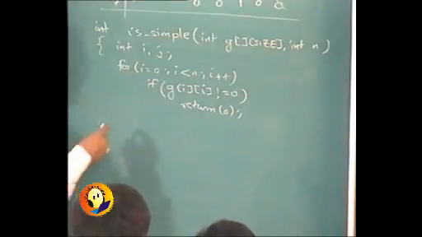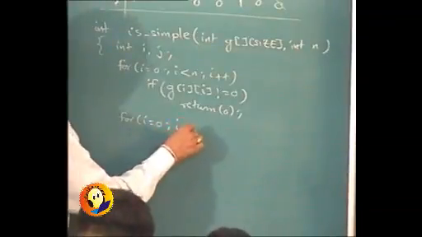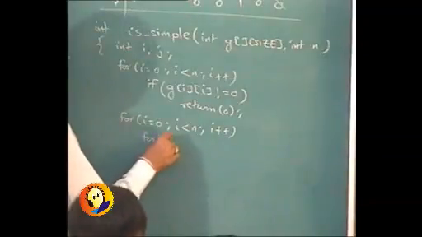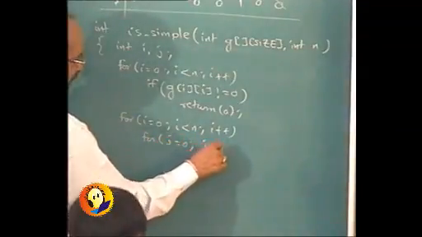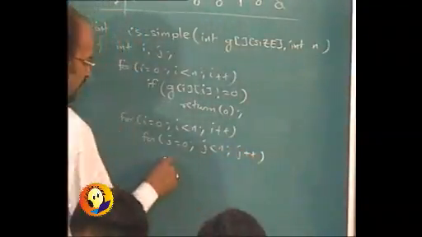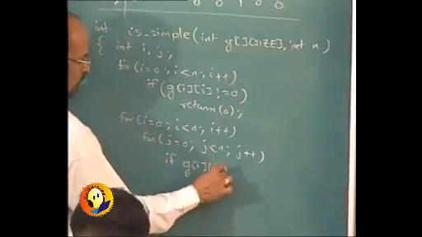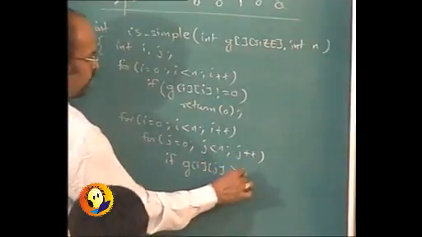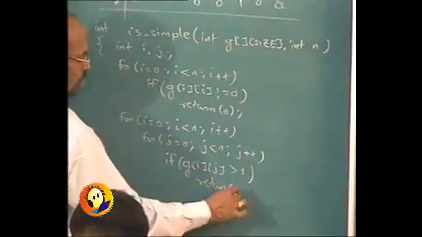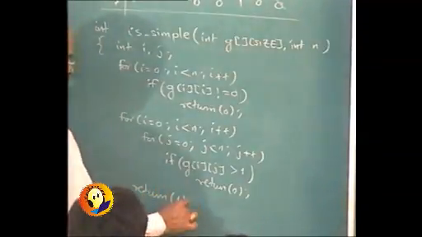Otherwise, I will simply check for i equal to 0, i less than n, i plus plus, for j equal to 0, j less than n, j plus plus, if g of ij is greater than 1, return 0. Otherwise, return true, that is 1.